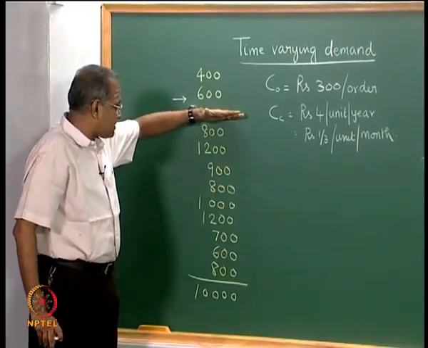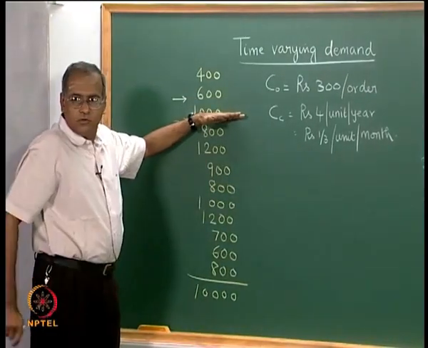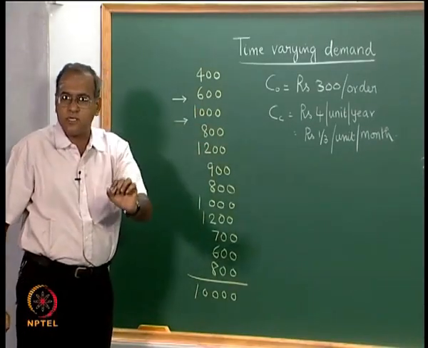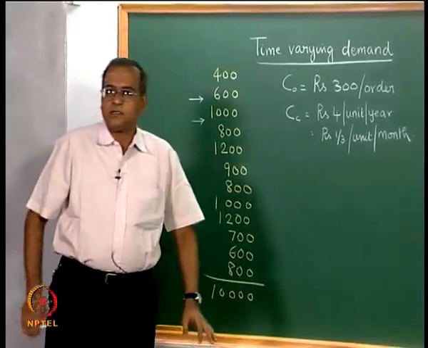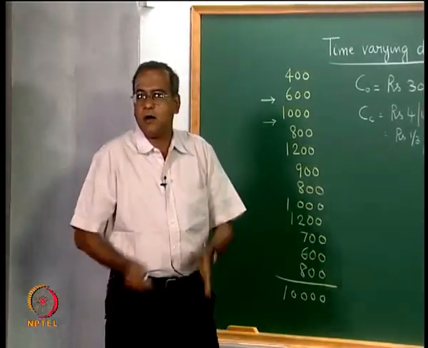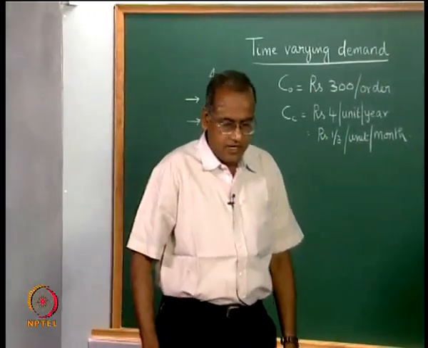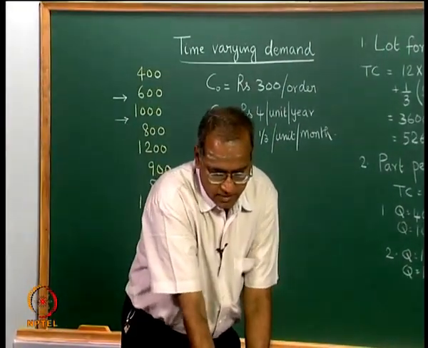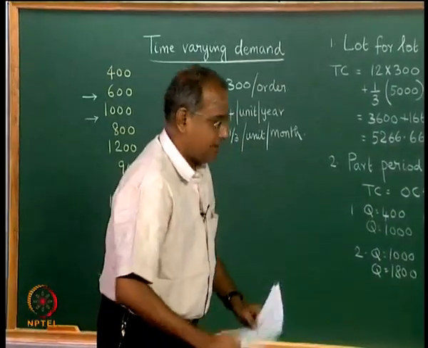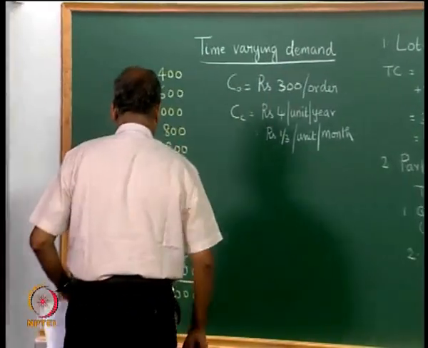And now your problem starts from here, where you will first start looking at 800 and then you will look at Q equal to 2000 and so on. So like that we can proceed till we finish orders for all the 12 periods, and if we do so, we would get a solution which is like this.